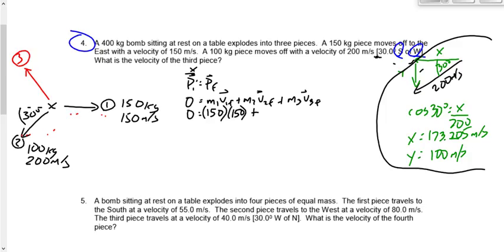Mass 2 is 100. V2F is, you know what I should have done over here? I should have erased this. That's what I should have done, and replaced it with 173.205 and 100. Tell me what V2F is. What is it? Good, negative 173.